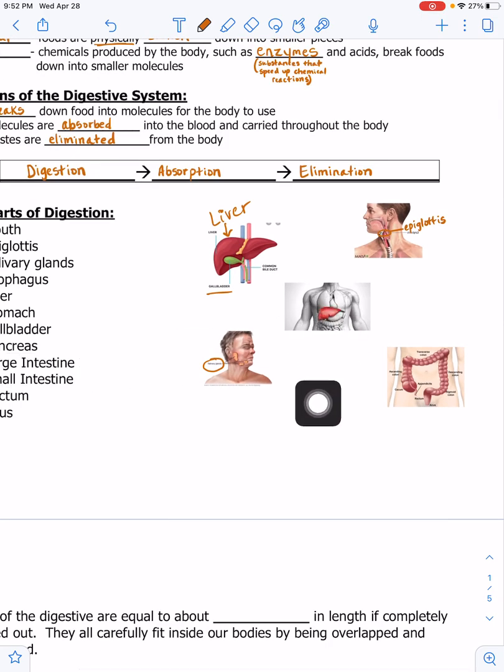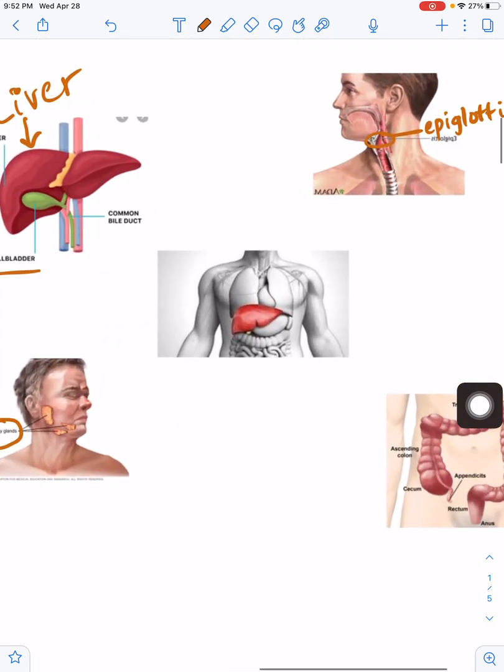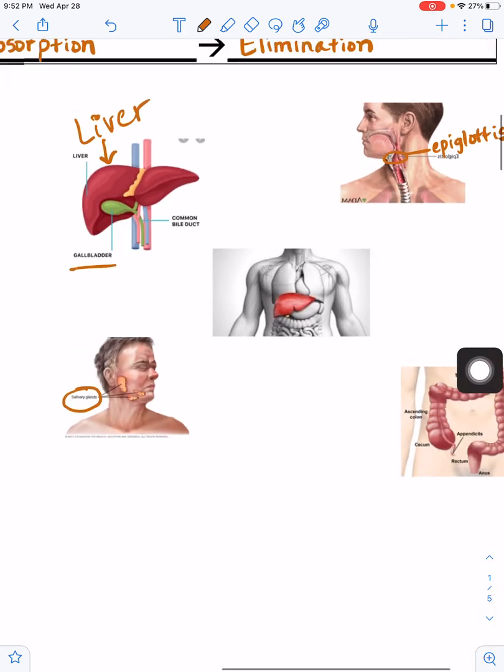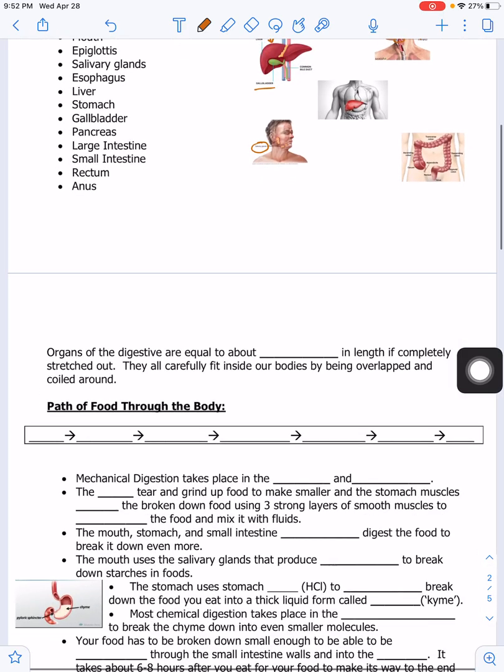And where the liver is, that was the other picture, where the liver sits, in which I like this picture because you can see the systems we did last week, the respiratory system, circulatory, and that your lungs are right here, and your heart, and then your liver and stomach, and then it goes down to your intestines.